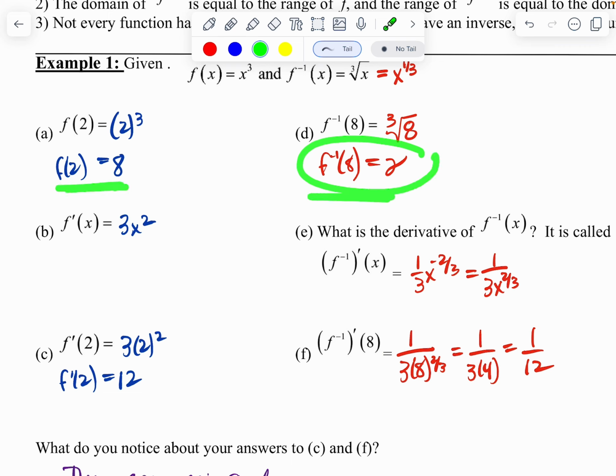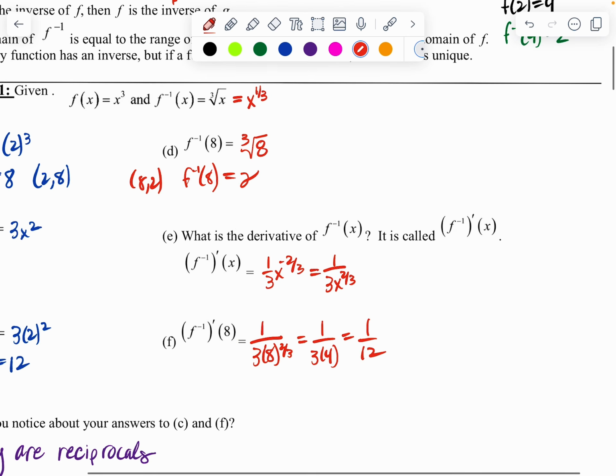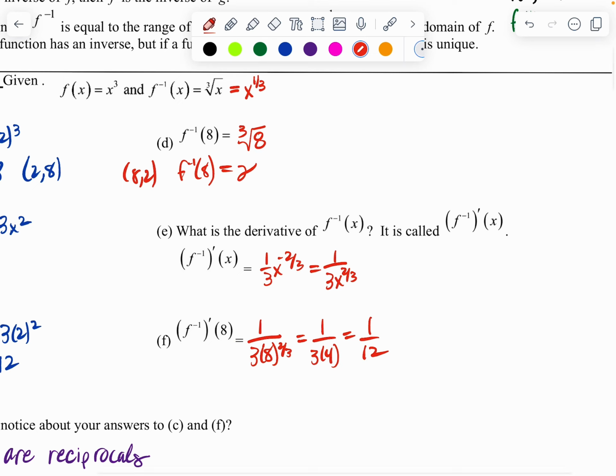That does make sense. That means that this function has the point (2, 8), and this function has the point (8, 2), which it should if they are inverses of each other. Okay? The other thing I want you to pay attention to is this notation for the derivative of the inverse. We've got to be really careful with our parentheses right here.